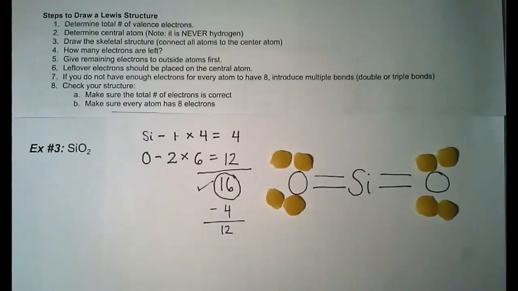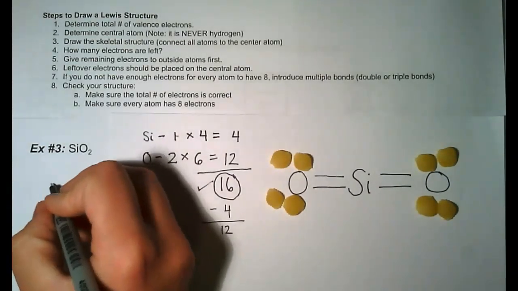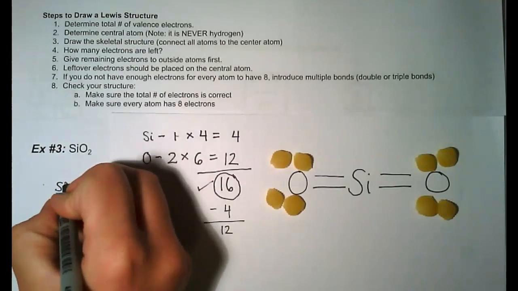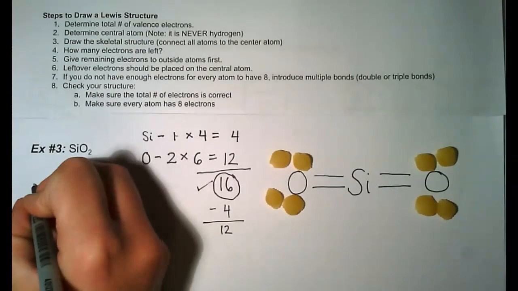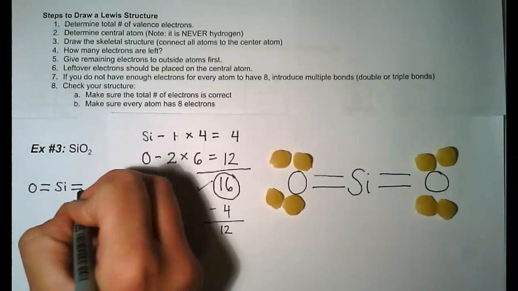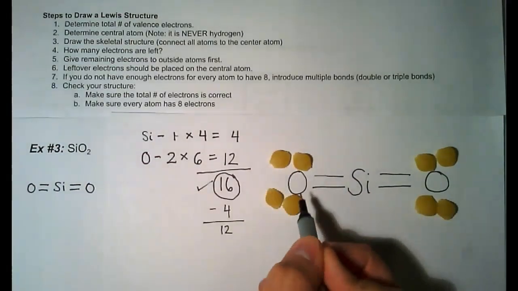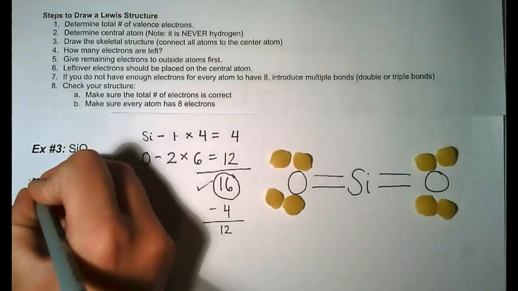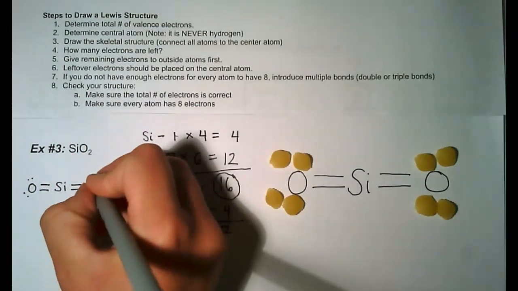So last but not least, I'm going to take my Lewis structure and put it in picture format on my page. So I have silicon, double bonded to oxygen, double bonded to the other oxygen, and I need 2 lone pairs on each oxygen, which I show as pairs of dots.